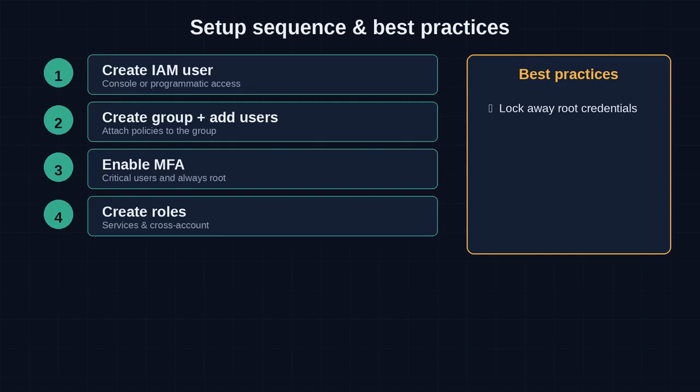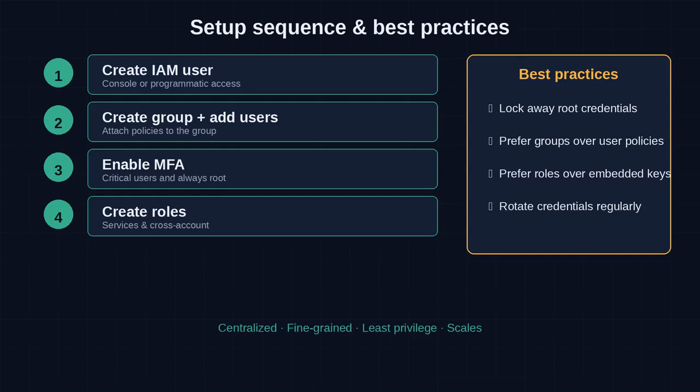Lock away root credentials. Prefer groups over direct user policies. Prefer roles over embedding keys in applications. Rotate credentials on a schedule so a leaked key has a short life. The benefits stack up. Centralized control of who can do what, fine-grained policies down to a single action on a single resource, least privilege as the default posture, and a model that still scales as the team and the account grow. Related ideas you will meet beside IAM include single sign-on, multi-factor authentication, role-based access control, and privileged access management, all circling the same goal.